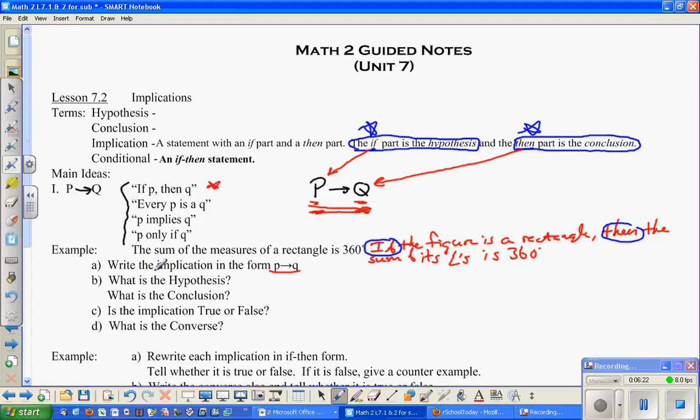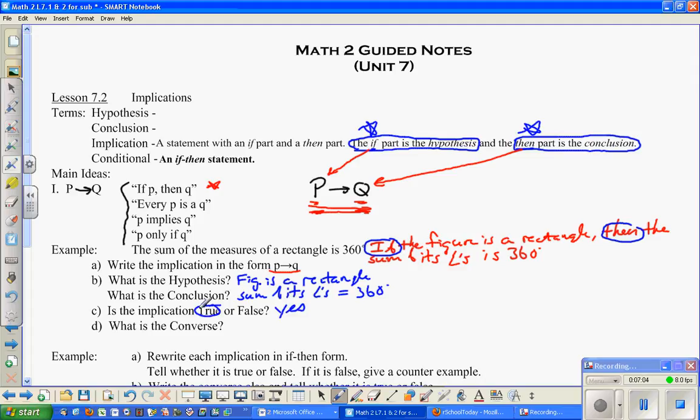When you write it that way, you'll be able to tell what is the hypothesis. The hypothesis is that the figure is a rectangle. The conclusion is the sum of its angles equals 360. Now, is this implication true? Well, if it's a rectangle, what do you know? Are the sum of its angles 360? In this case, yes, it is true.